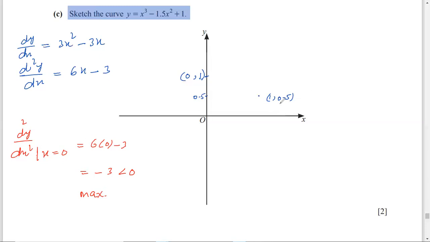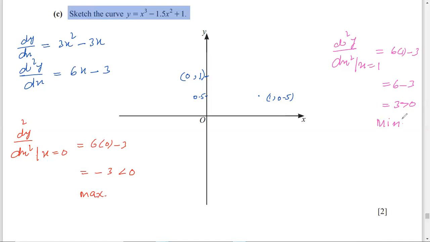Similarly, we can test this point. d squared y over dx squared at, sorry, here the x coordinate is 1. So that one is 6 times 1 minus 3. By calculating, 6 minus 3 is 3, which is greater than 0, or positive. It means this point is a minimum.